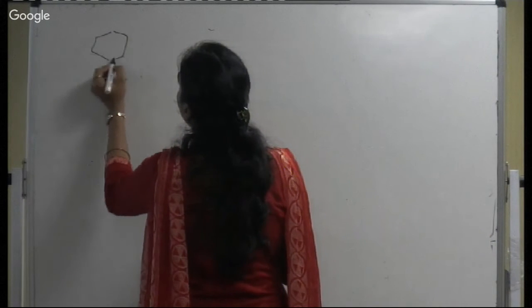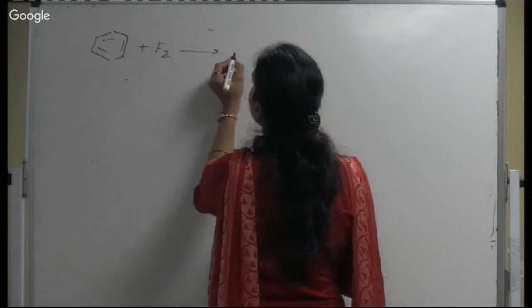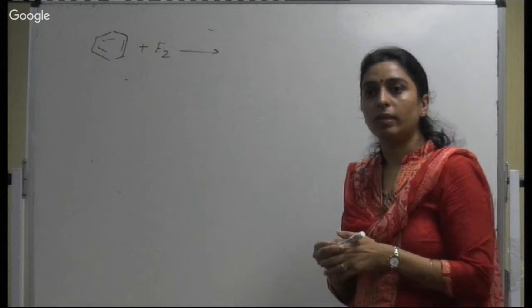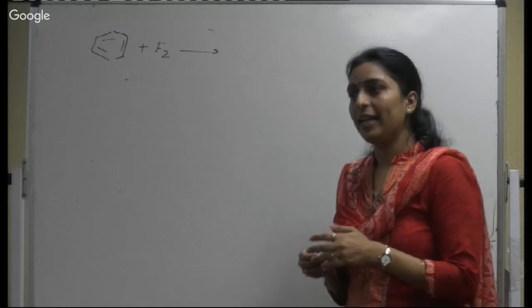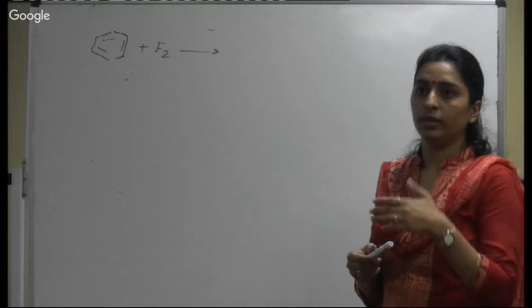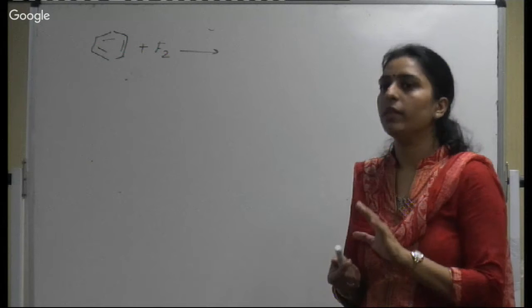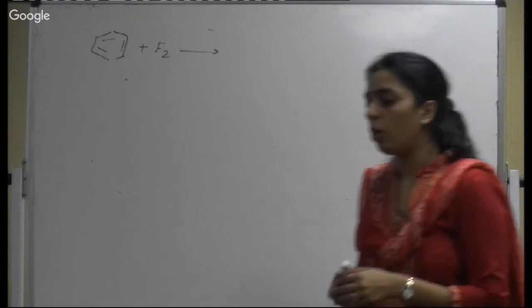But fluoro compounds you cannot prepare that way. The reason is that the reactions with fluorine are highly exothermic. The moment you try to prepare fluorobenzene by this method, the bonds in the molecule will break because of the highly exothermic nature of the reaction, and you won't be able to isolate the product. So that is why we never prepare fluoro compounds by direct fluorination. We will use some alternative method.